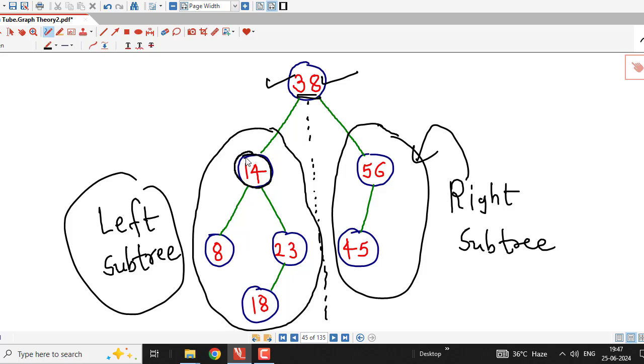Suppose I am talking about 14, then the left subtree of 14 contains only one node which is 8, and we can see that this 8 is less than 14. And if we consider this part, then this is the right subtree of 14 and these two values are greater than 14. So in that sense you have to consider this definition. For example, if I consider 56, then it has a left subtree with only one node and its value is 45, and because it is to the left it is less than 56.